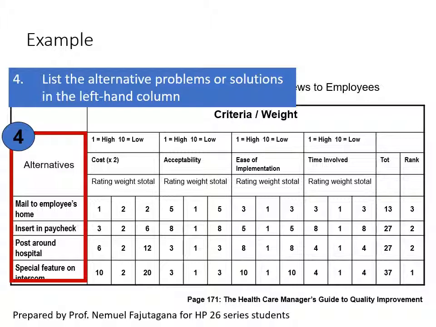Let's go. So how to communicate well with employees, right? So alternative. So meron ka ng criteria dito, high, low. So it's cost is major for them, acceptability here.